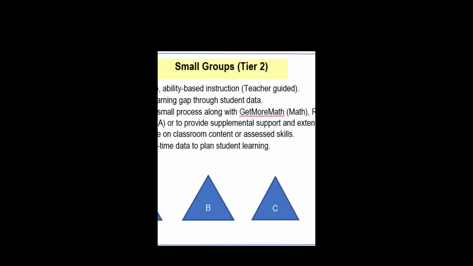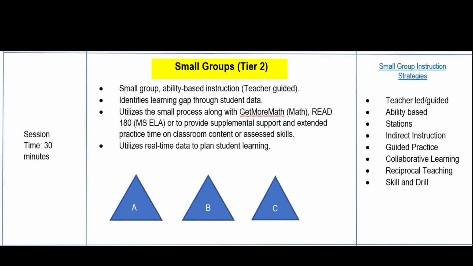After our whole group sessions, you will see small group instruction, which lasts for approximately 30 minutes. Small group instruction is ability-based instruction, and these groups are determined by the teachers based on classroom performance and classroom scores. The teacher will identify learning gaps through student data. This could be through a district test, a state test, or classroom work.